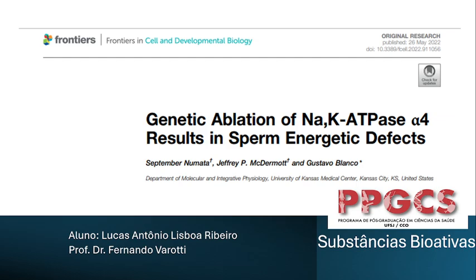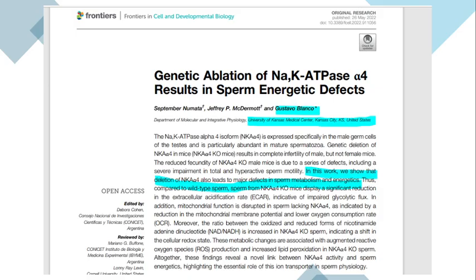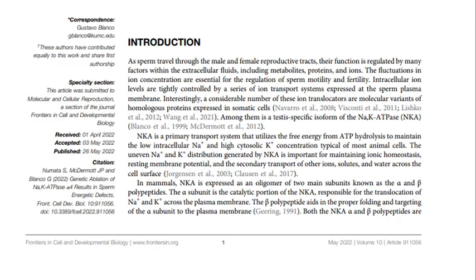Sperm Energetic Defects. So basically, this article is going to talk about what alpha 4 is and its importance for the sperm germ cells, the male germinative cells. The work shows that if you delete the alpha 4 subunit of the sodium pump, it causes a defect in sperm metabolism and it causes infertility. Okay, so basically giving you a nice introduction to the work.